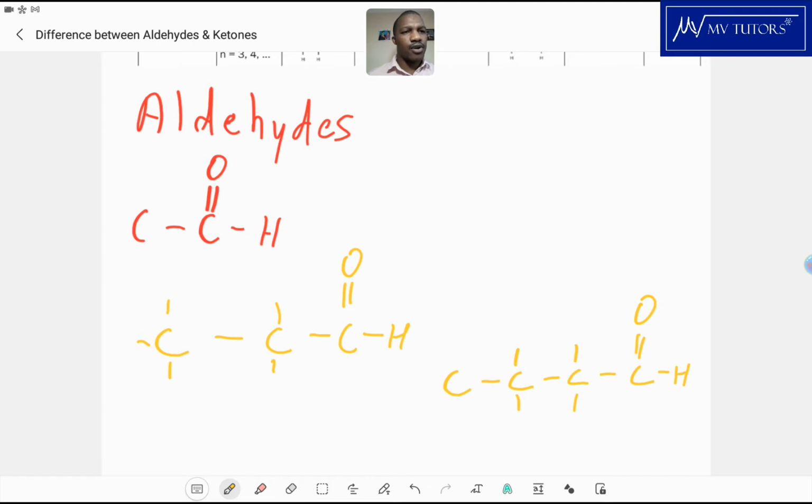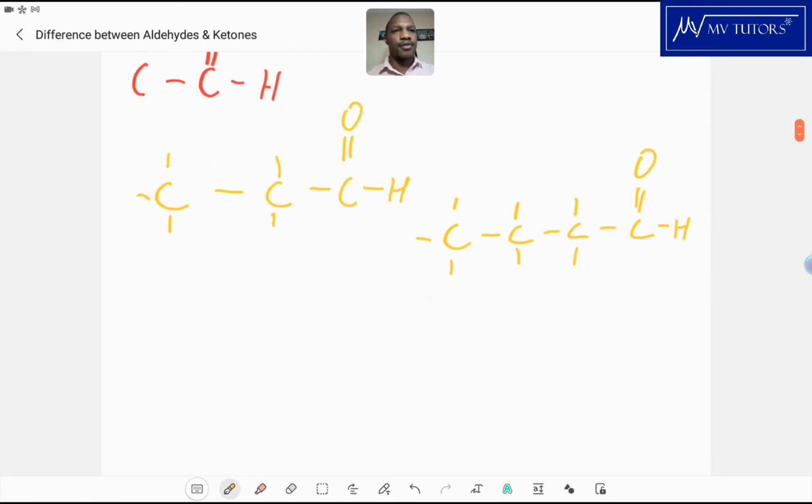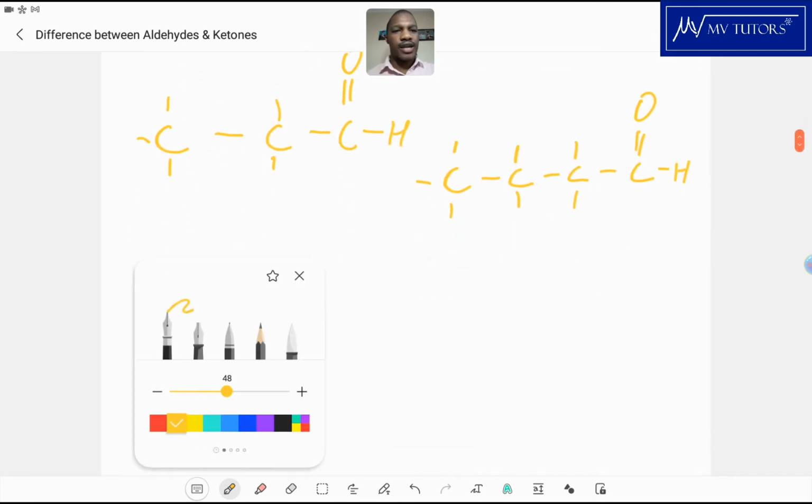These ones are bonded to H's. Just a note, oxygen is always bonded twice. Carbon is bonded 4 times, 1, 2, 3, 4, while hydrogen is bonded once only. Good. Now let's go ahead and name these things.